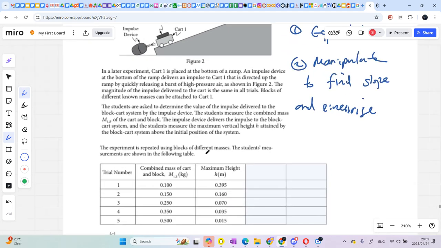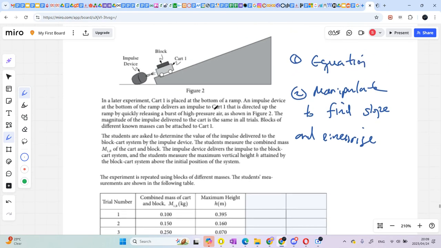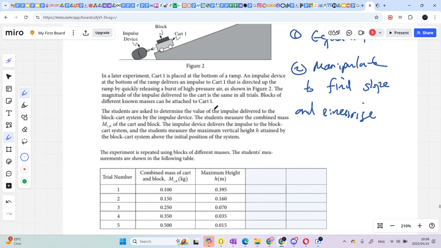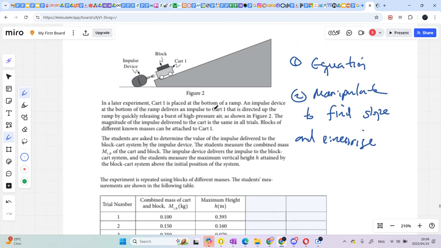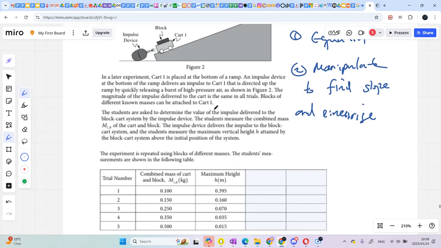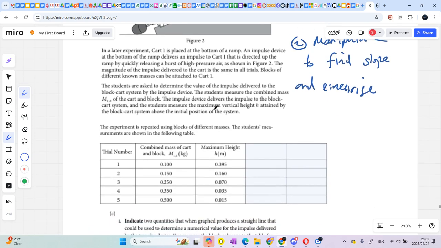In this case, because we're looking at kinetic energy and impulse, we're going to want to use things like conservation. We're going to want to look at conservation of energy. We're going to want to look at impulse as a change of momentum, things like that.